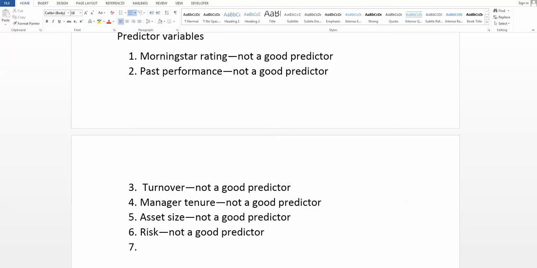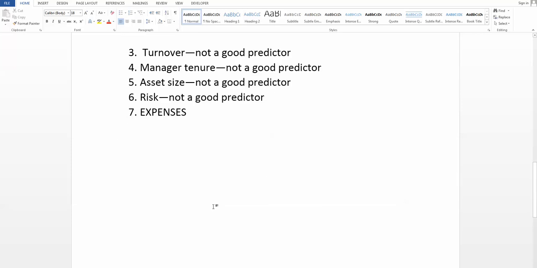The only thing that has been found to be a good predictor is expenses. Essentially, the lower the expenses the fund has, the better it tends to do. And what type of fund tends to have low expenses? Index funds, which I know I've said probably 3 times already today.